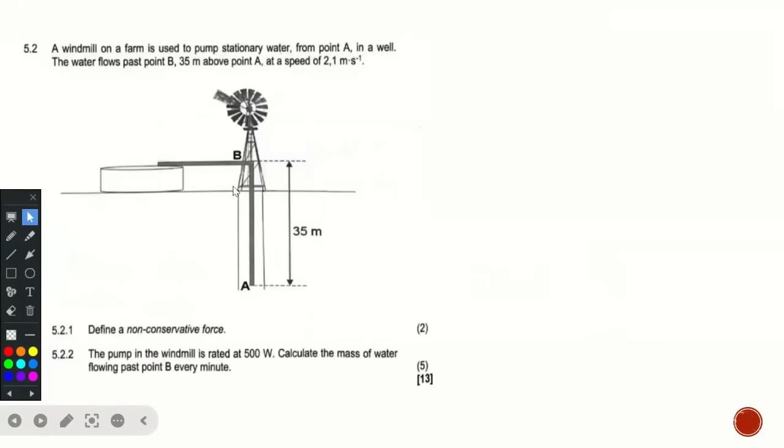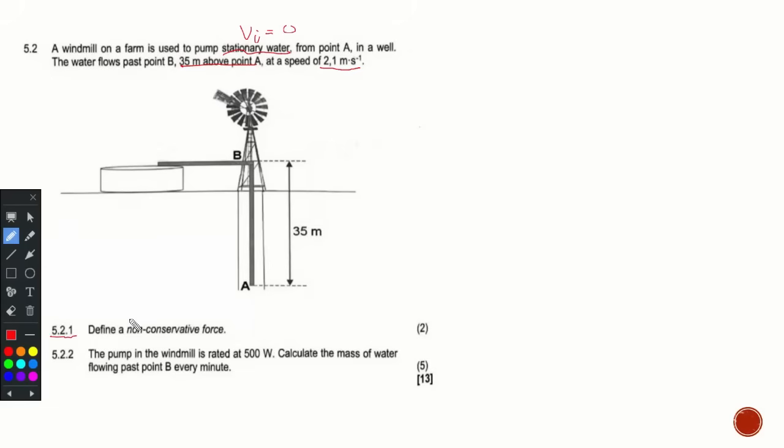So there we go, an extract from an exam. It says a windmill on a farm is used to pump stationary water from point A in a well. The water flows past point B 35 meters above point A at a speed of 2.5 meters per second. So initially it's stationary water, meaning initially the velocity of the water is 0 meters per second.